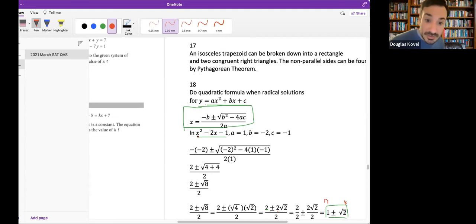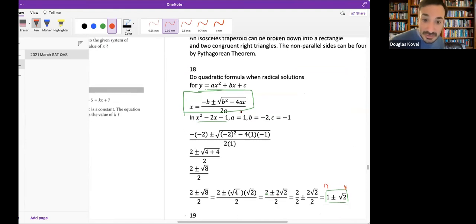For our equation, we had x squared minus 2x minus 1. So in this problem, a would be 1, because that's the coefficient of our x squared. b would be negative 2, because that's the coefficient of our x. And then c would be negative 1. That's our constant term, not a variable. Here, I just plugged in all of my terms for a, b, and c as appropriate.